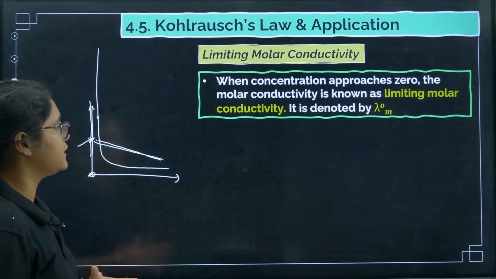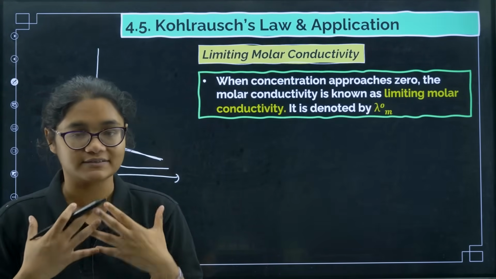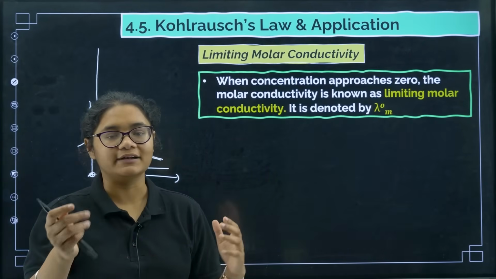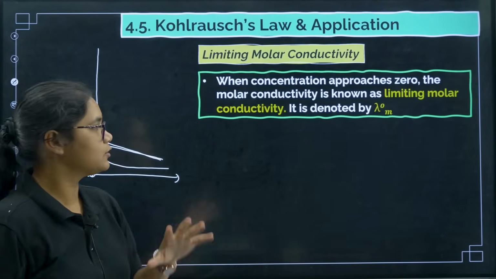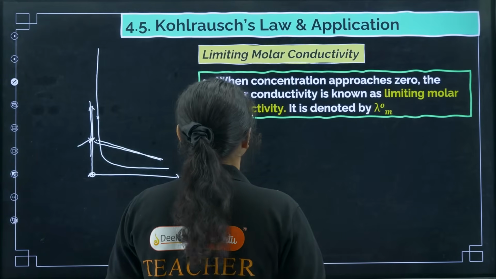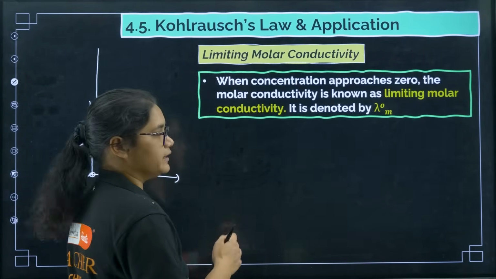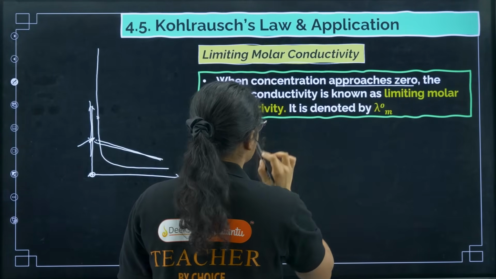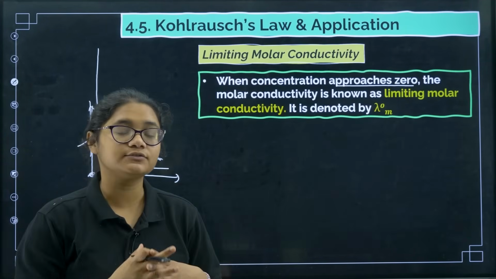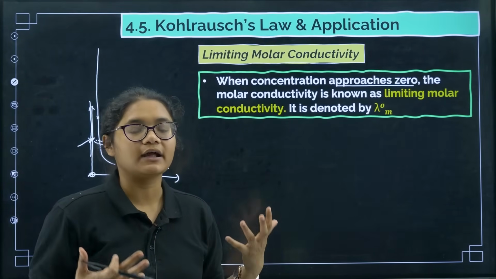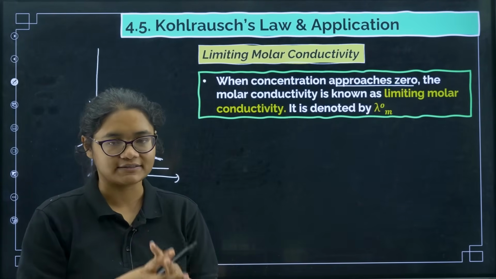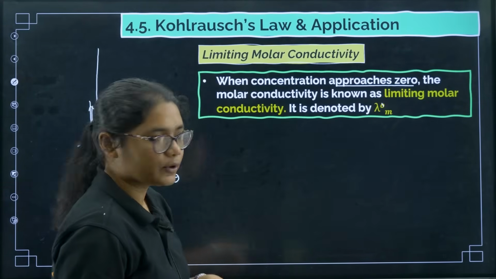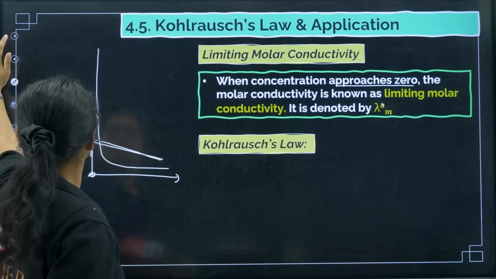Okay, so for that reason a law was given to calculate the molar conductivity of weak electrolytes at infinite dilution. And that law was Kohlrausch's law. So what does Kohlrausch's law tell you about limiting molar conductivity? What is limiting molar conductivity? When the concentration approaches 0, the molar conductivity is known as limiting molar conductivity. When the solution is too dilute, whatever the molar conductivity of that electrolyte is at that time is called limiting molar conductivity, and it is denoted by lambda naught m. Okay, now I told you what Kohlrausch's law is.